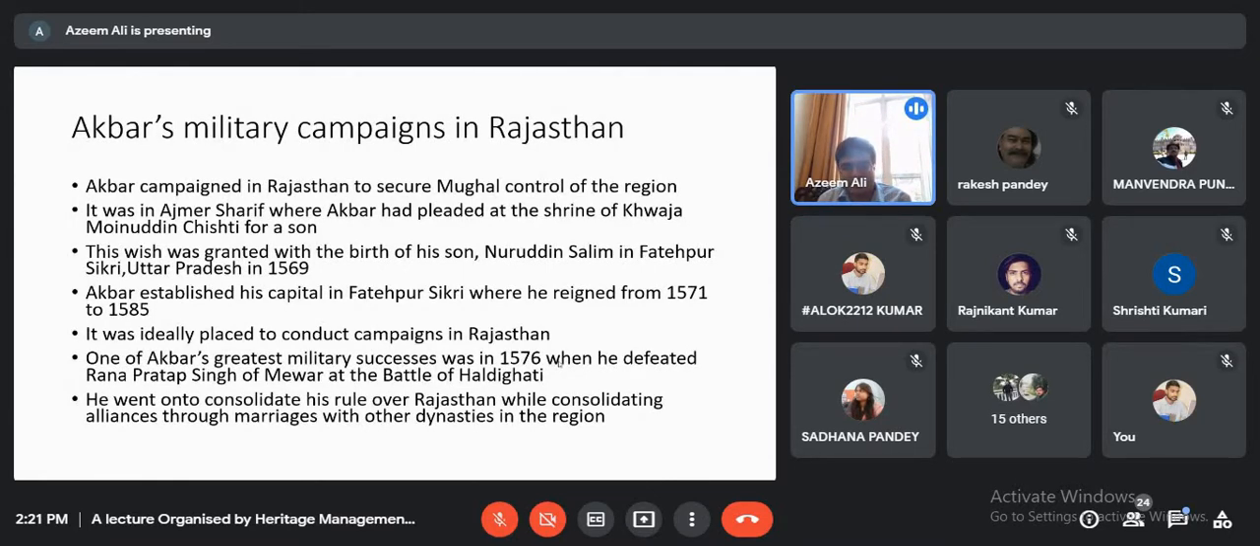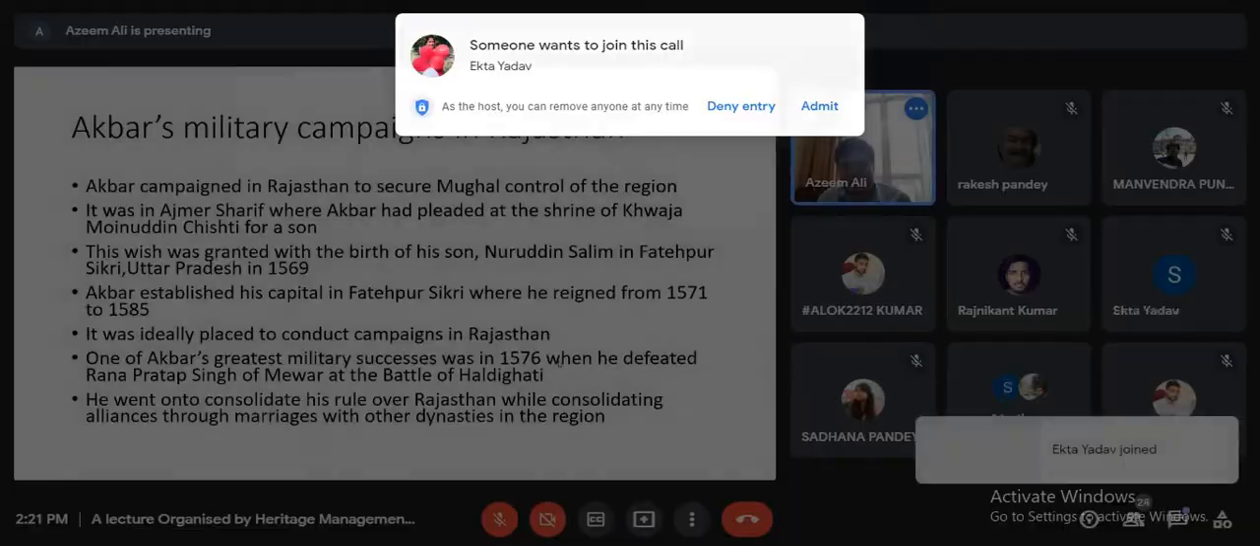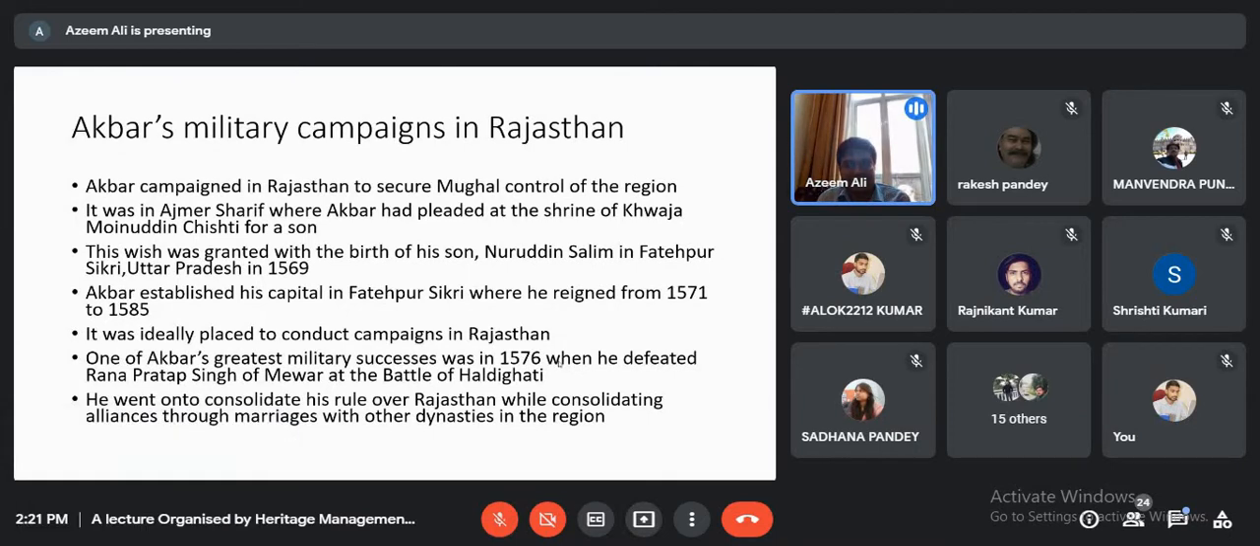Salim was born in 1569. And Akbar would establish his capital in Fatehpur Sikri, where he reigned from 1571 to 1585. And geographically, it was ideally placed for him to conduct his campaigns in Rajasthan. And one of Akbar's greatest military successes was in 1576 when he defeated Rana Pratap Singh of Mewar at the Battle of Haldighati. And he went on to consolidate his rule over Rajasthan, while also consolidating his alliances through marriages with other dynasties in the region, which is a famous policy that Akbar undertook and was continued by future Mughal rulers.